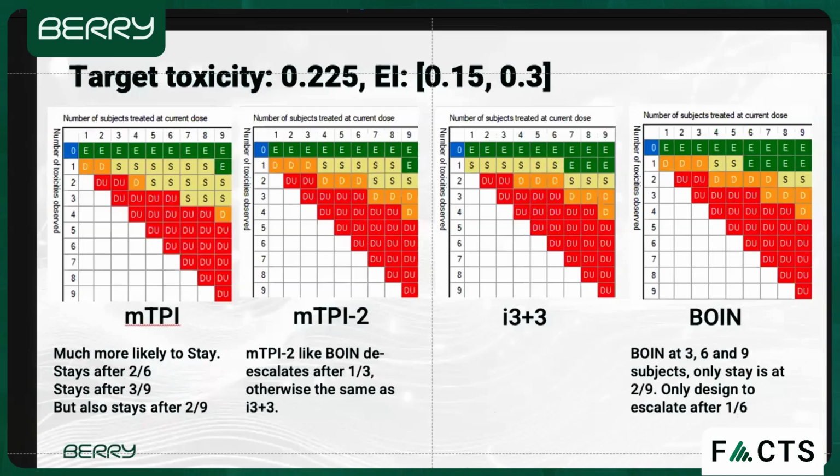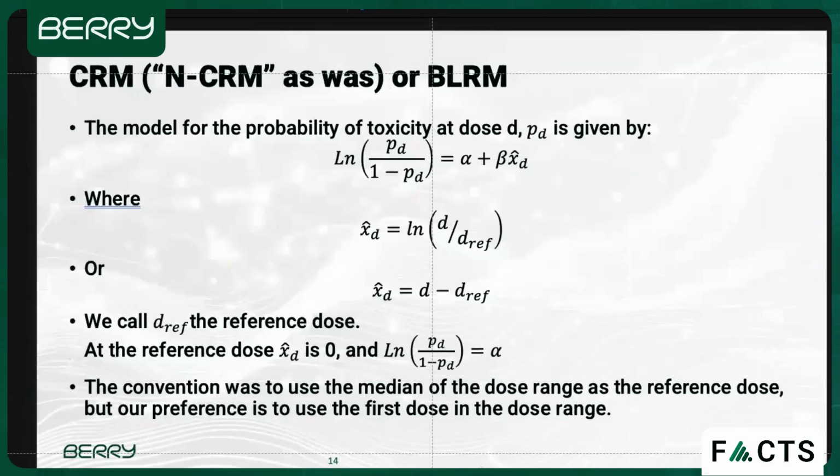So there you go. The very similar methods, but they do give rise to just different decision tables. And I guess the question is, does it make any difference in the long run? I'll just quickly reprise the CRM, the NCRM, the BLRM.